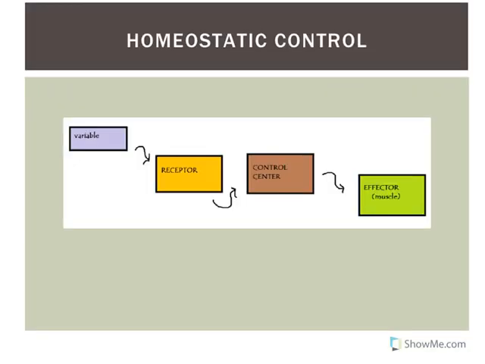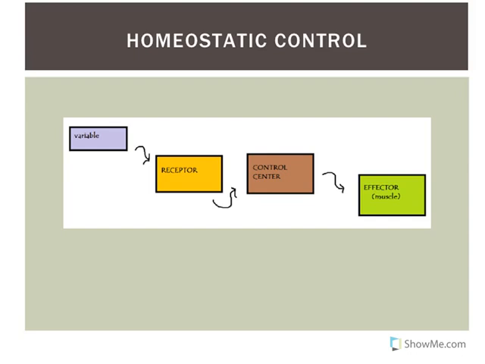So some of the players that you need to be aware of: the first is you have a variable. So something that changes. Could be like temperature or, say, blood sugar levels. Something is going to be varied, and this could be within your external or internal environment.